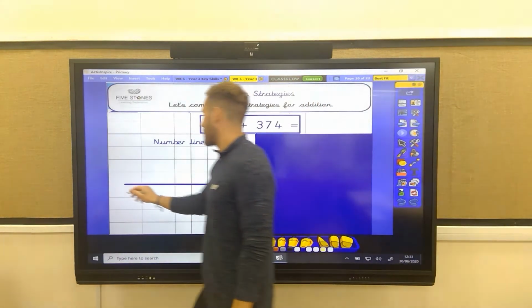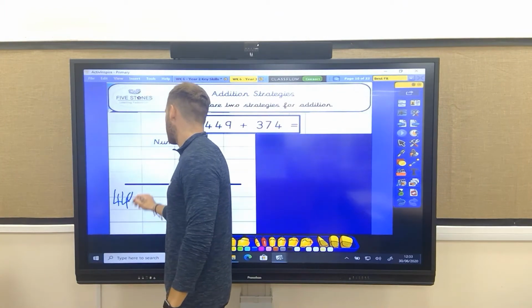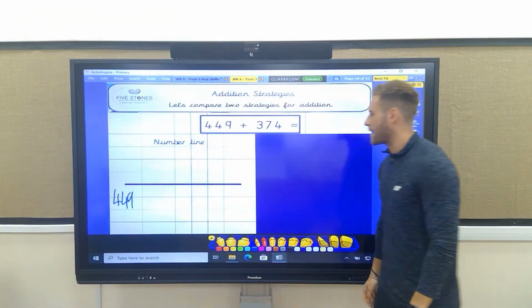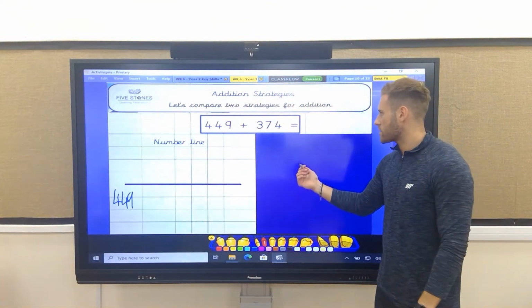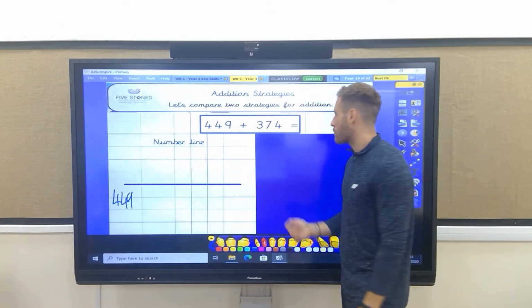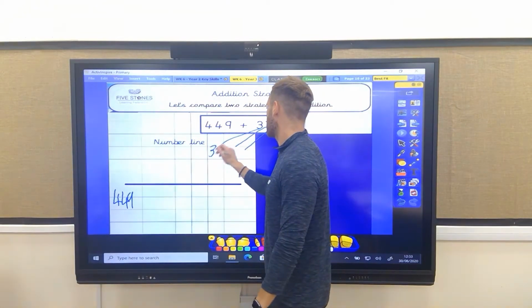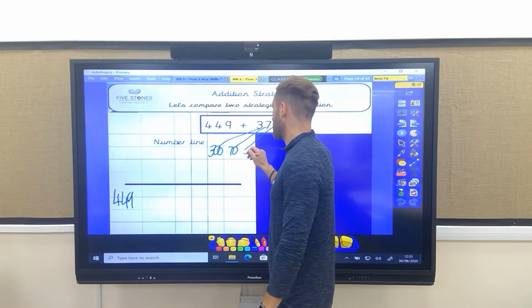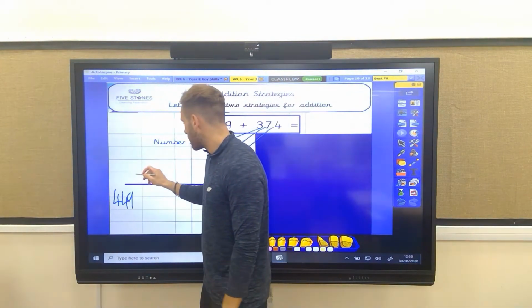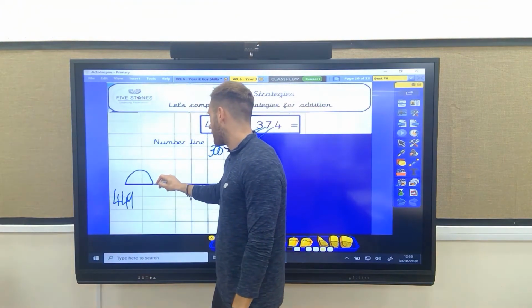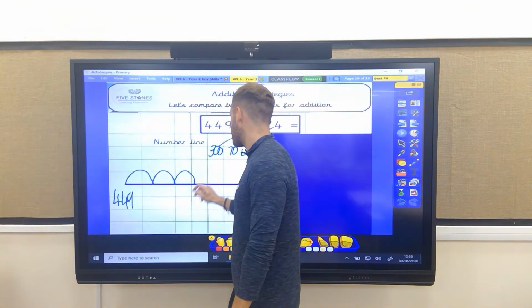Right, let's have a little look. We'll start with the original number of 449. What can we add first? We might add 300, then the 70, and then the 4. So 449. Add the 300, so 549, 649, 749.